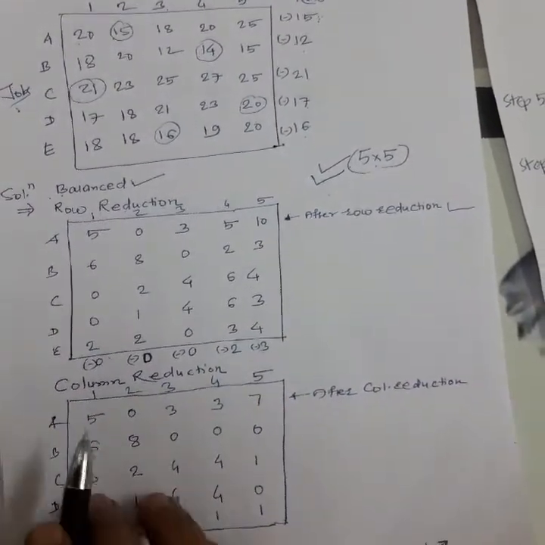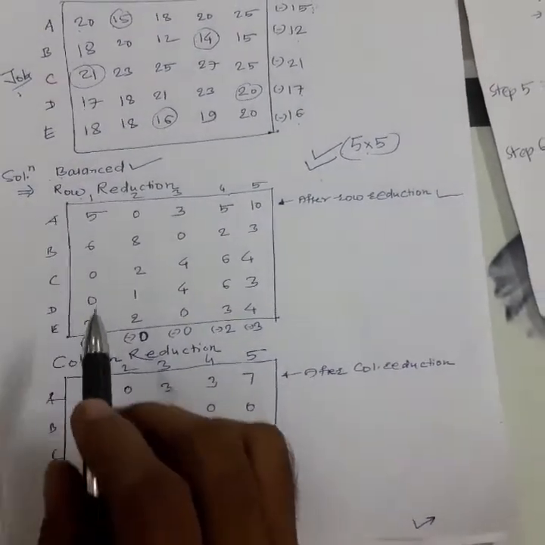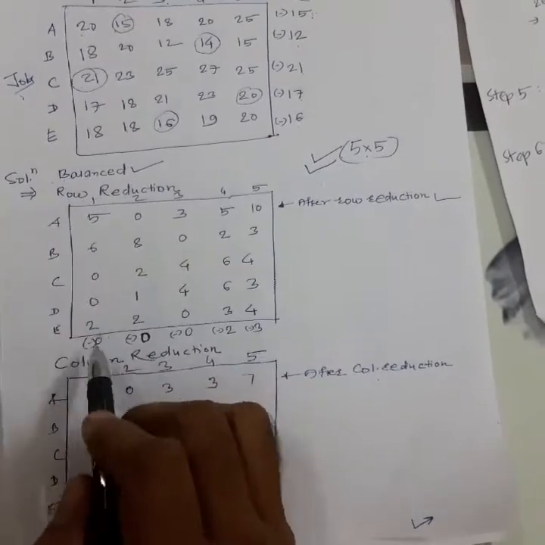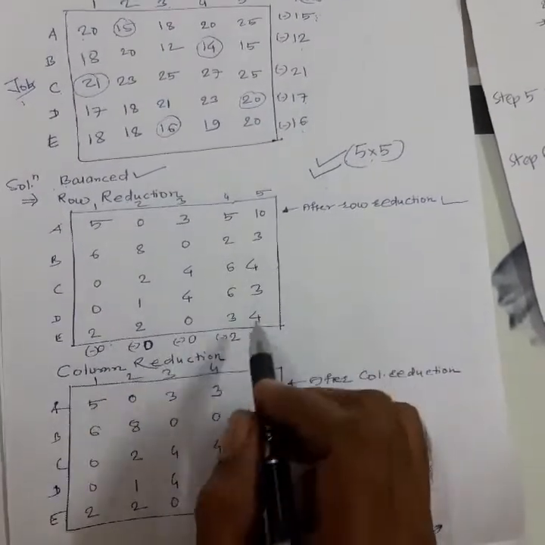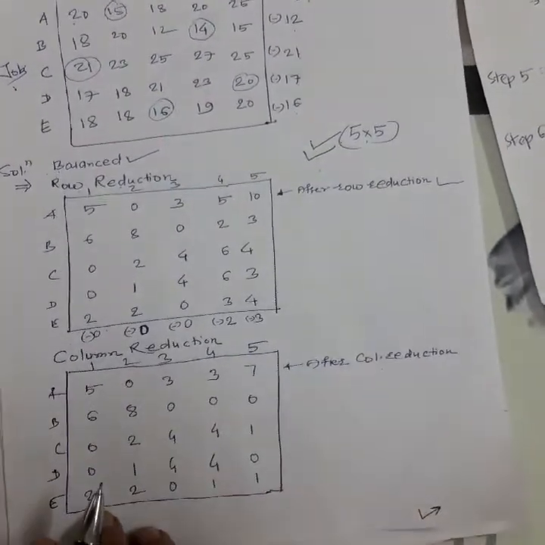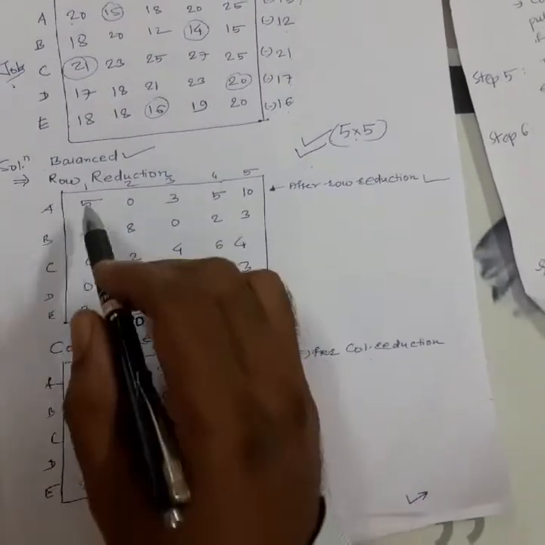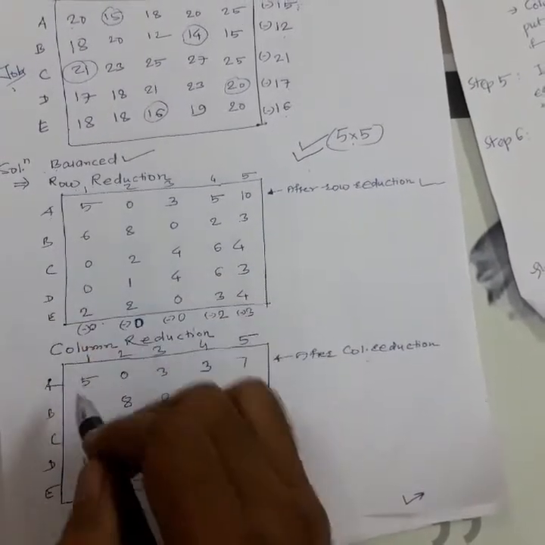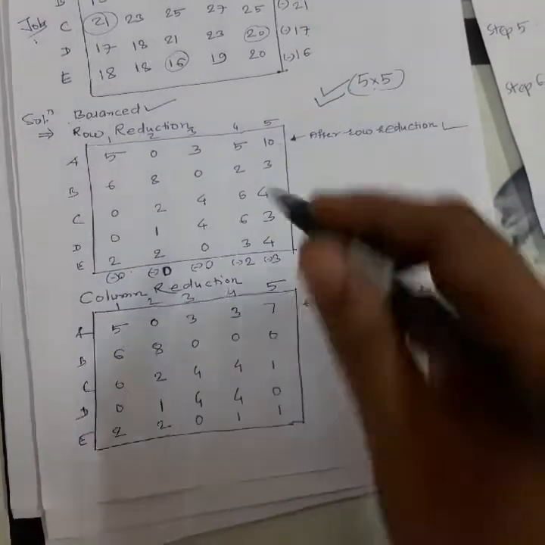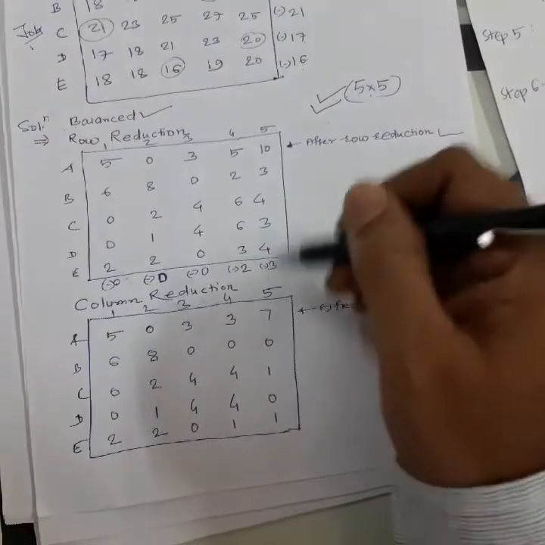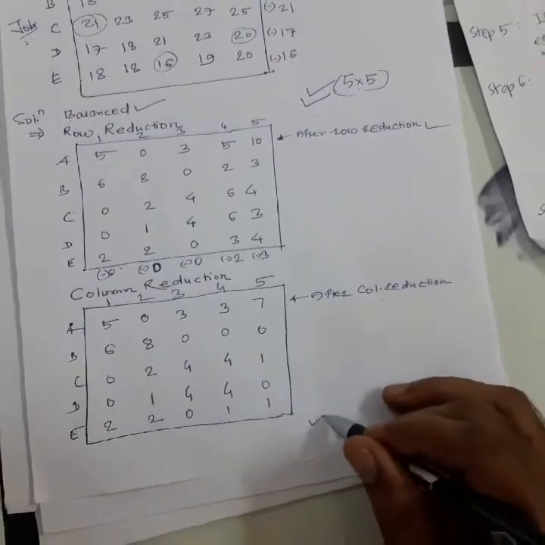Now the third step, go for column reduction. Here identify the smallest element in columns. First column 0, second column 0, third column is 0, fourth column smallest is 2, fifth column smallest is 3. So just subtract the smallest element from the corresponding column element, like this: 5 minus 0, 6 minus 0, 0 minus 0, and draw the matrix after column reduction, like this: 10 minus 3, 3 minus 3, 0, 4 minus 3, like this. You will get this matrix after column reduction.